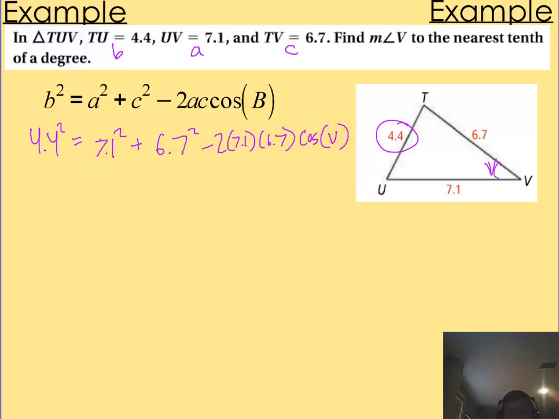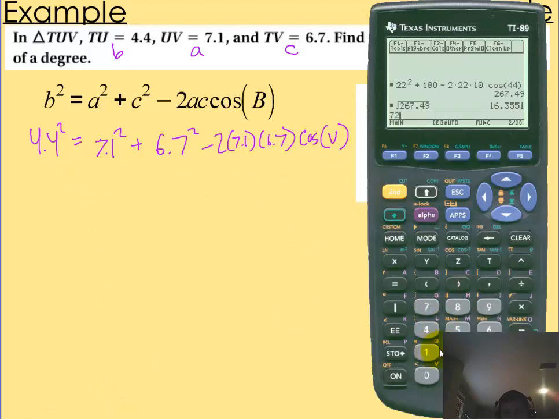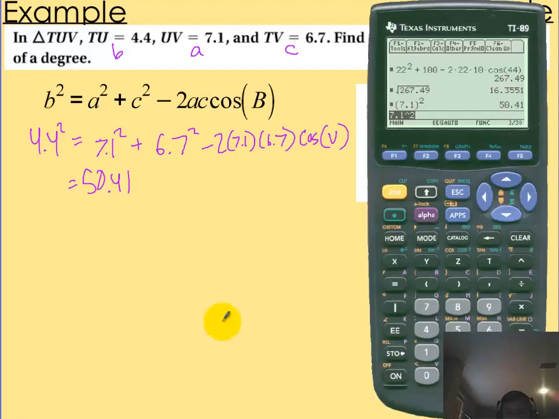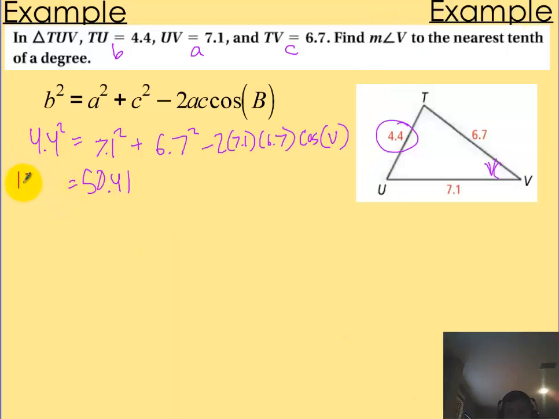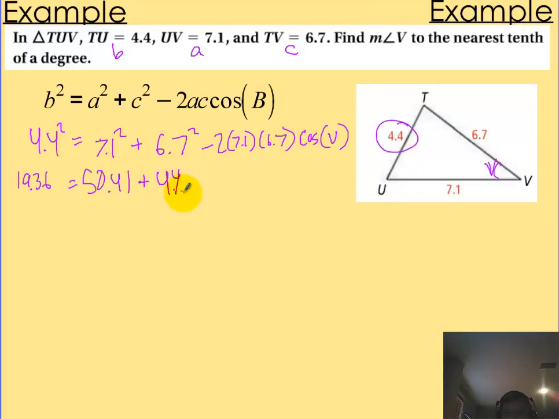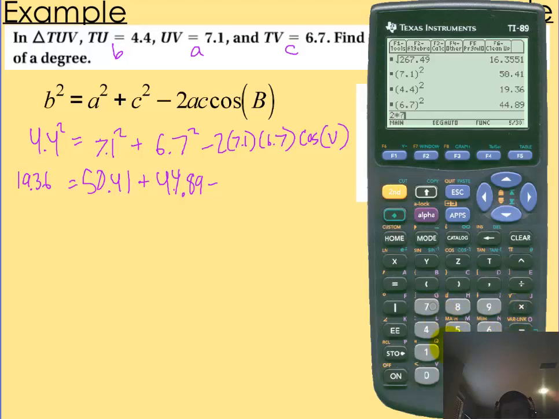All right, so let's do some math here. What's 7.1 squared? 7.1 squared is going to be 50.41. 4.4 squared is 19.36. 6.7 squared is 44.89. Then minus 2 times all that, so 2 times 7.1 times 6.7. That's going to get you 95.14, times cosine of V.